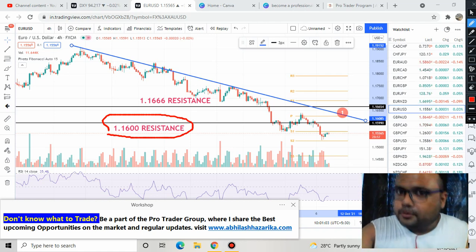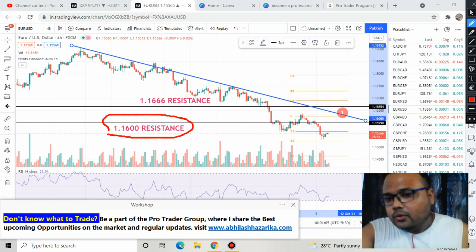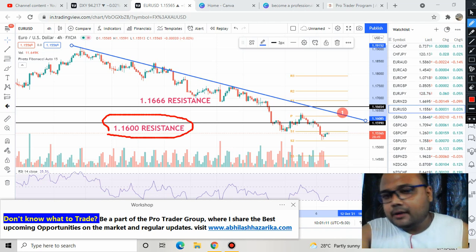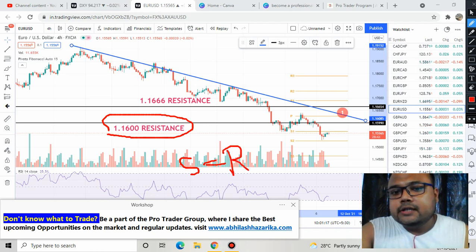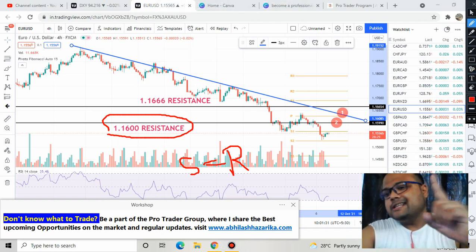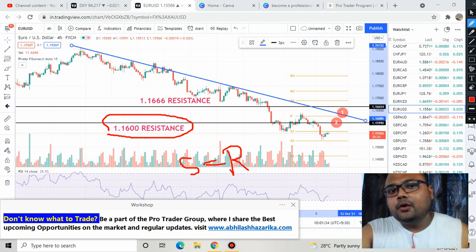So therefore there is a good possibility that when market will be trying to go up, or when market will try to recover, this level 1.1600, which was previously the support, will be the new resistance for the market. Yes, this level 1.1600 will be the new resistance for the market. So therefore, when market will be going up, the first resistance will be the 1.1600, and if market reverses from this particular level, you can short the market. Yes, you can short the market below this level.